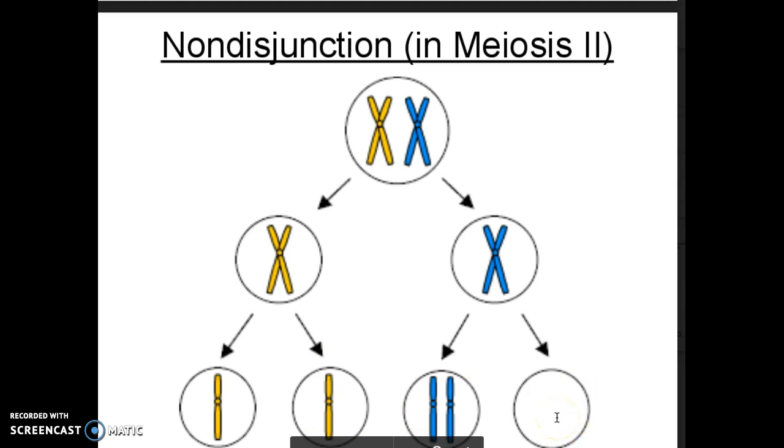So if it merges with an egg, the other gamete will just provide the one. This one is where you have the extra chromosome. So this gamete would form the trisomy. This gamete will form the monosomy. This gamete will form a normal embryo because you'll get one from this gamete, one from the other. This gamete will also be normal.